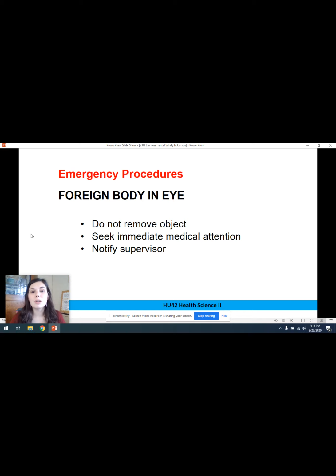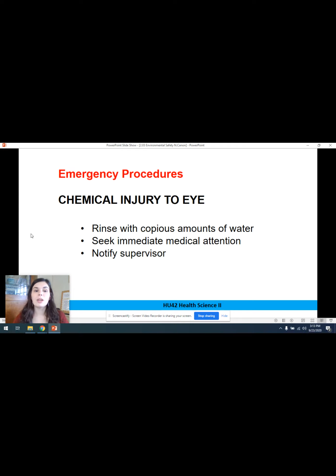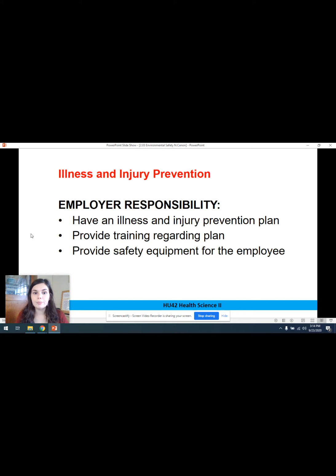If you were to get a foreign substance or foreign body in the eye, do not remove the object. You could cause more damage this way. Seek immediate medical attention and then eventually notify your supervisor. If you get chemical injury to the eye, you're going to have to rinse out your eye with copious amounts of water. Typically, they make you stand or look over that little eye wash station for 2 minutes. Seek immediate medical attention again and notify your supervisor. Anytime you have any type of injury or illness, especially to the eyes, you have to let your supervisor know.